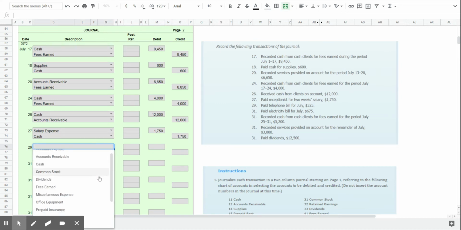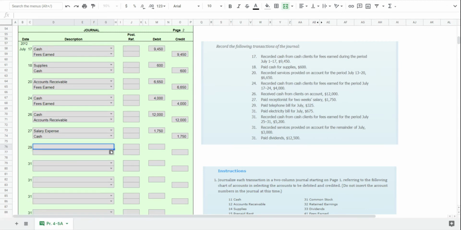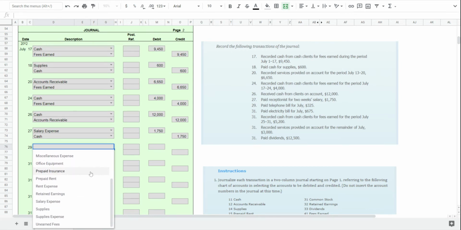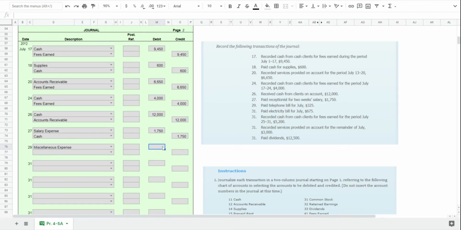We paid our telephone bill, so we're going to report utilities expense or telephone expense or something like that. Let's see what we have. How about miscellaneous expense? I don't see another one that's more specific than that. So we're going to use miscellaneous expense. And because we paid the bill, our cash is going to go down. We'll do the same thing for the electric bill. Again, we don't see anything that's more specific than miscellaneous expense. So we will record that. And we paid that bill.